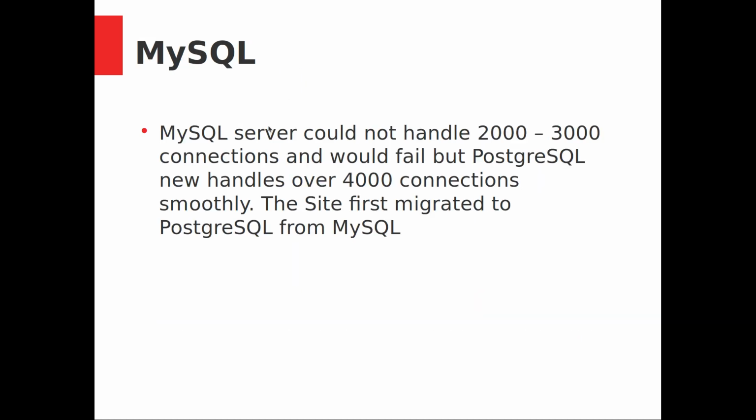Next, the MySQL server could handle at most 2000 to 3000 connections and would fail, but Postgres now handles at most 4000 connections smoothly due to the memcache server and due to replication of data.